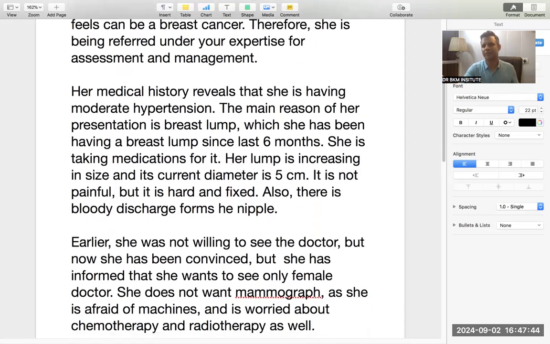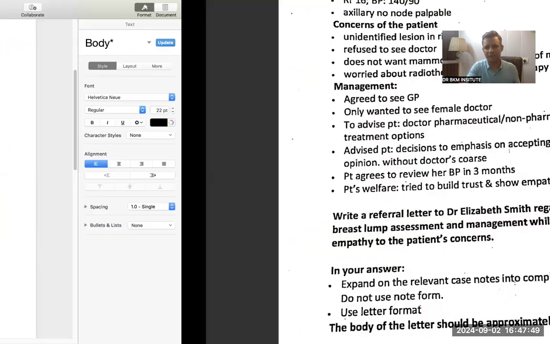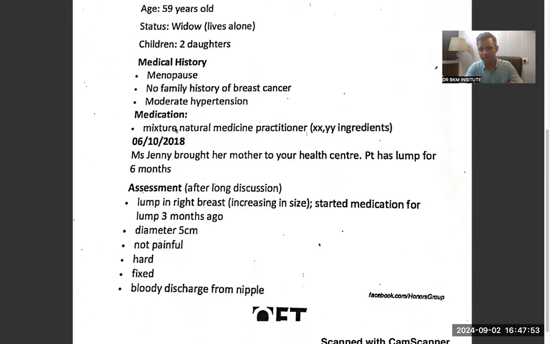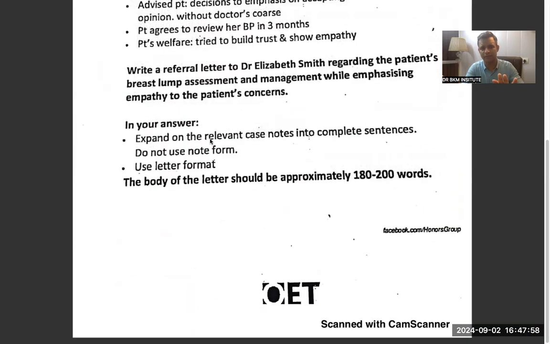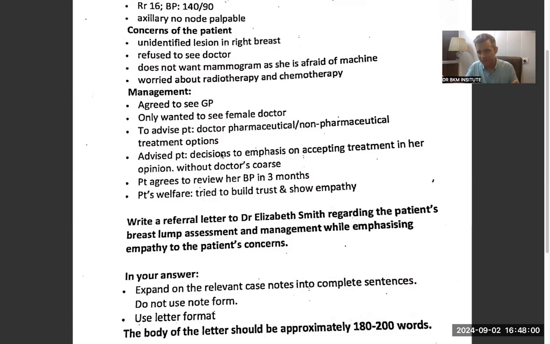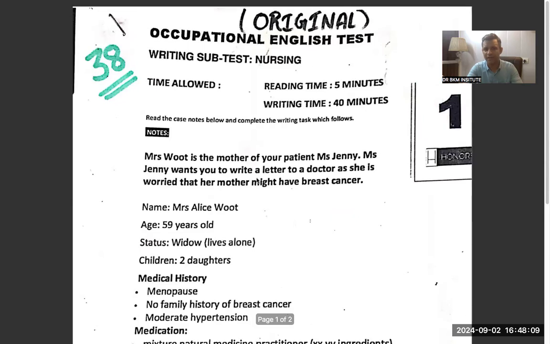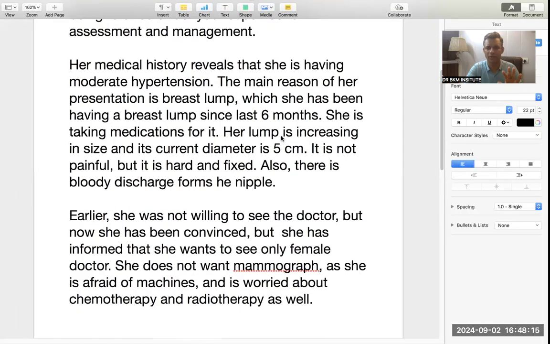Her medical history reveals... So I have just written a letter on the patient's behalf. If you see, I have not done anything as a nurse. I have not done anything, nothing except maybe a bit of management, that I have convinced her to see a GP. Apart from this, I have not given any treatment, nothing. Why? Because Mrs. Jenny wants me to write a letter. That is why I know about these things. I'm just writing a letter on her behalf.